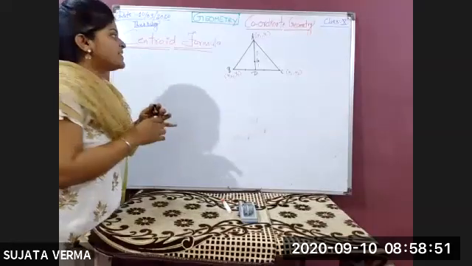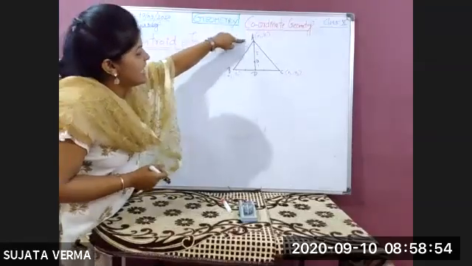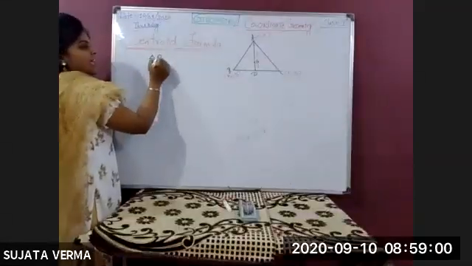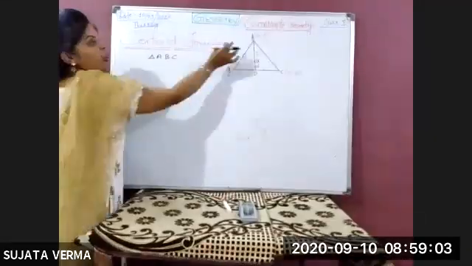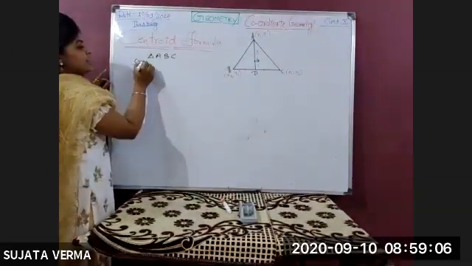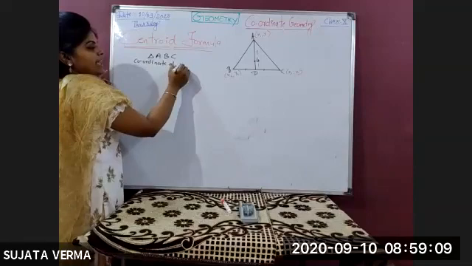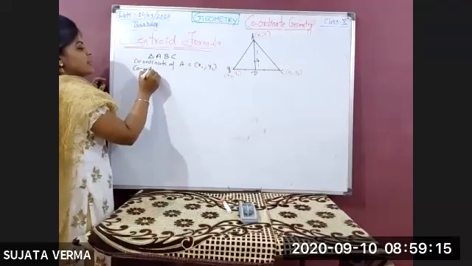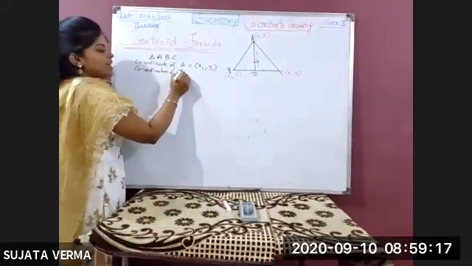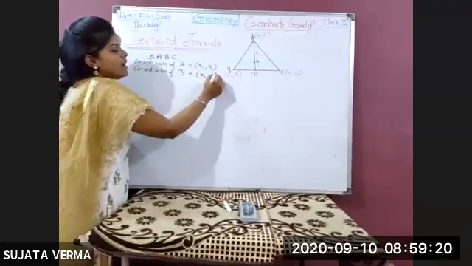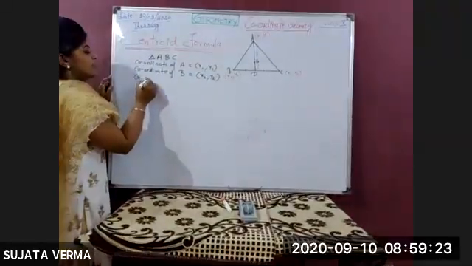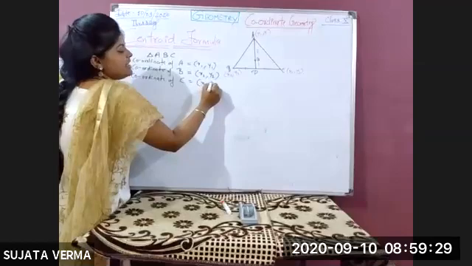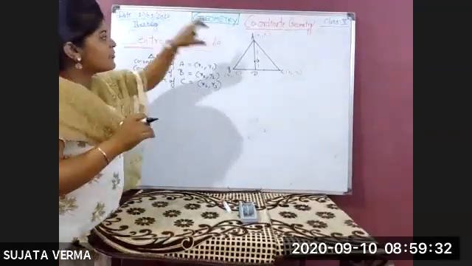Okay, first we consider a triangle having vertices A, B, C. The coordinates of A are x1, y1. Coordinates of B are x2, y2. Similarly, we can also write the coordinates of C as x3, y3. Okay, then what is given?